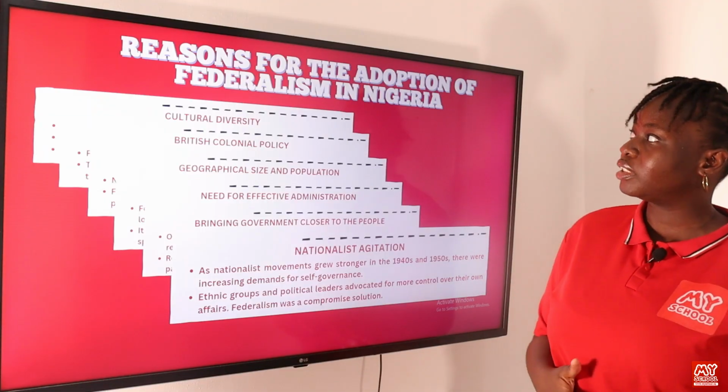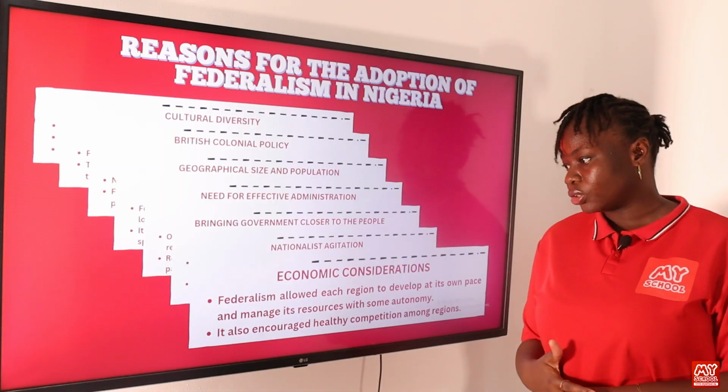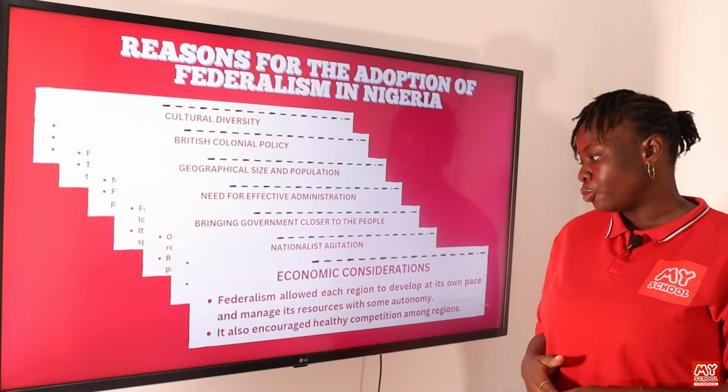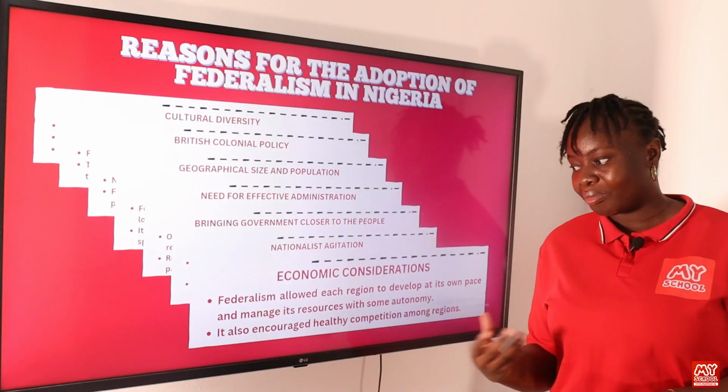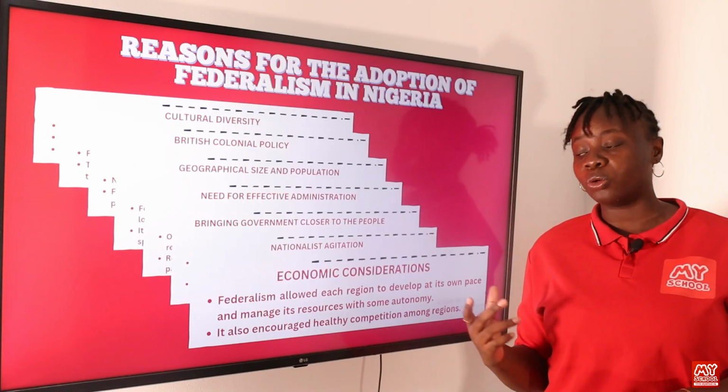Now let's move on to another reason for the adoption of federalism. And that reason is economic considerations. Federalism allowed each region to develop at its own pace and manage its resources with some autonomy. It also encouraged healthy competition among regions.